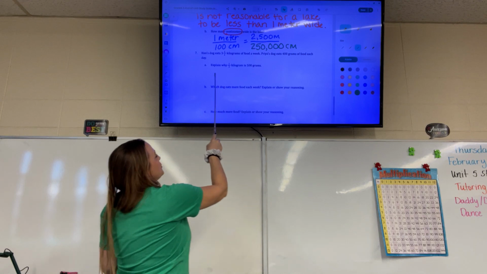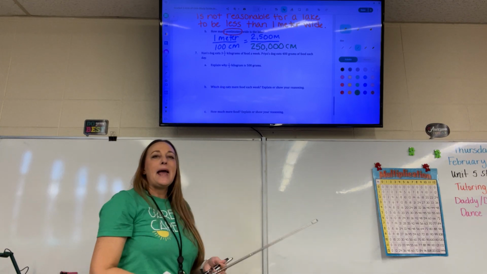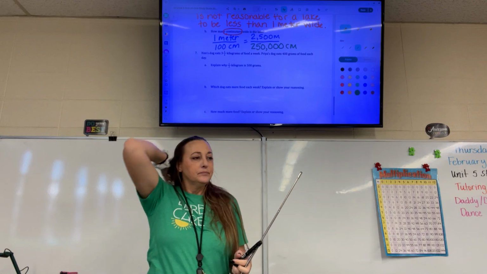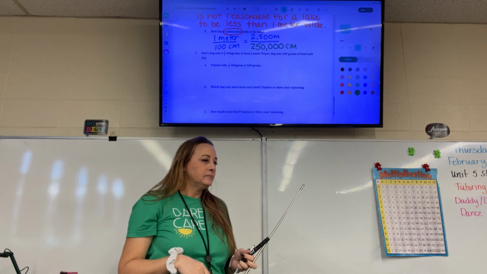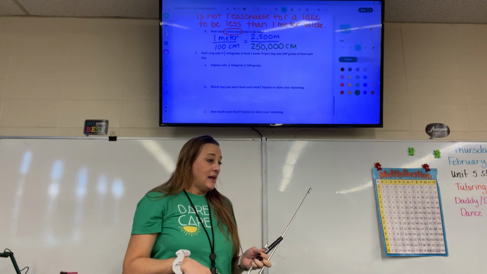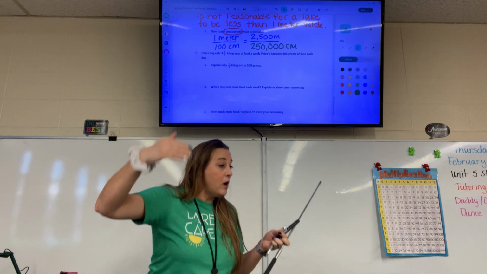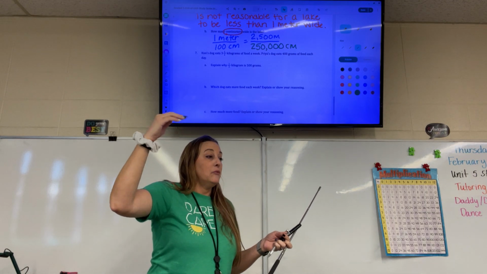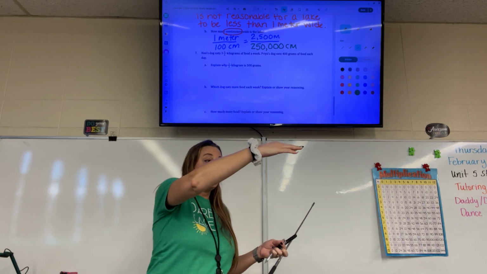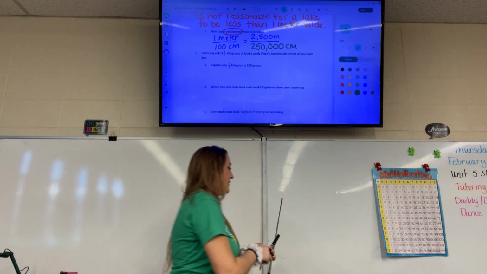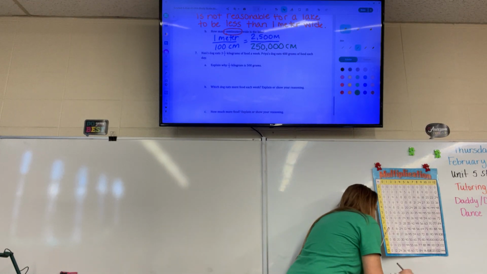So the first question says, explain why 1/2 kilogram is 500 grams. Fisher? Because the kilogram is 1,000 grams. Uh-huh. And so if you cut 1 in half, it would be half. And if you cut 1,000 in half, it would be? Yes. Okay. So here's what we're going to write on that.